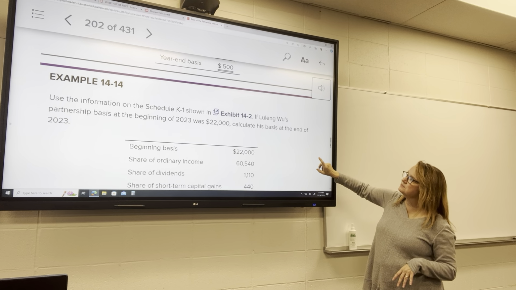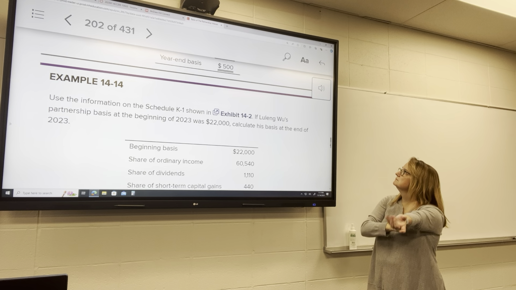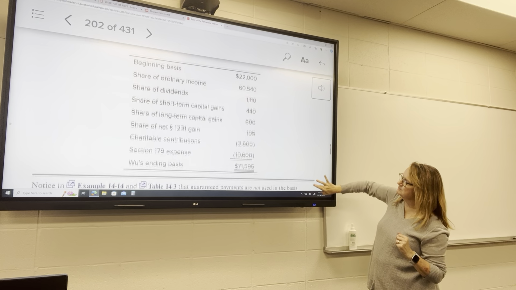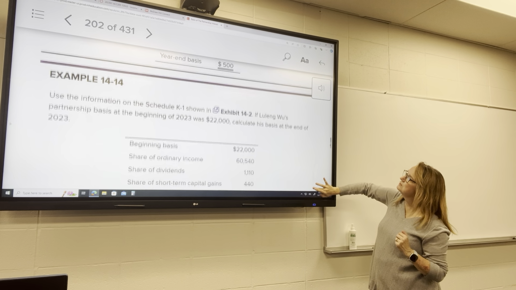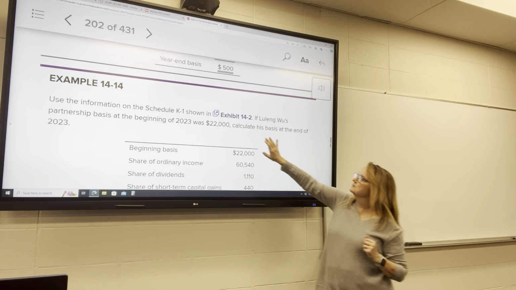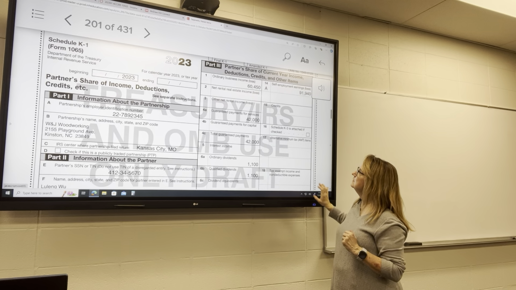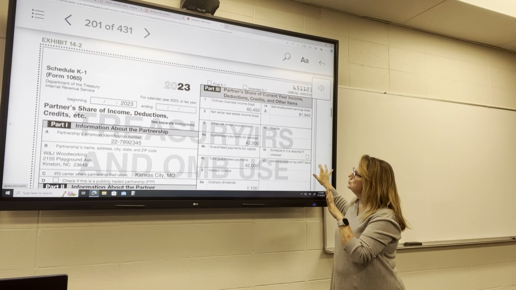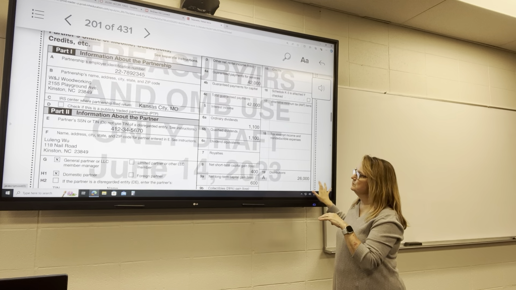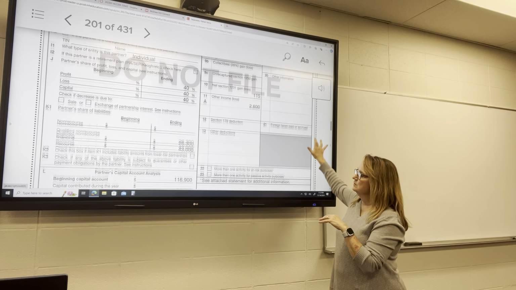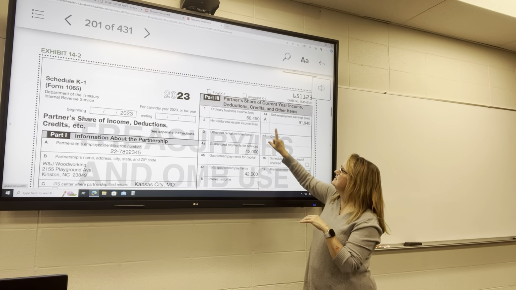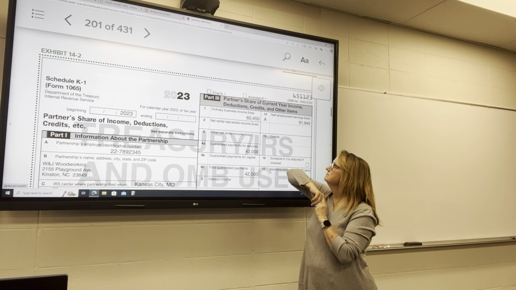So here is, so the K1, is it here? No, K1 must be on a different page. Exhibit 14-2. Okay, so they're using this K1 to show what the basis adjustment would be. They're going to give us what the starting basis is. We would add ordinary business income.